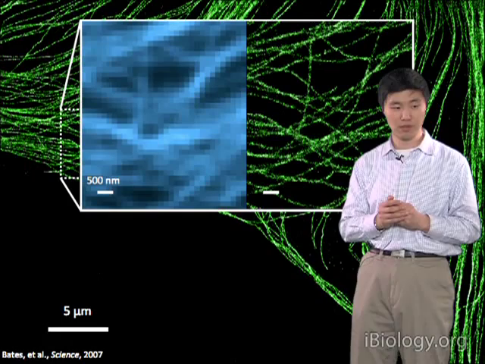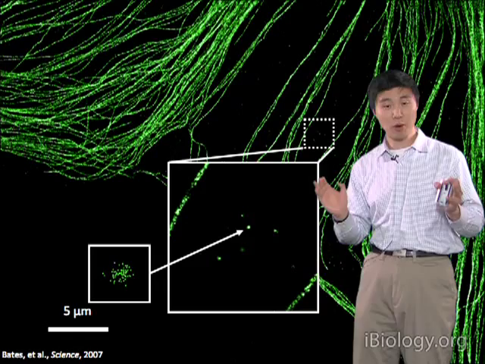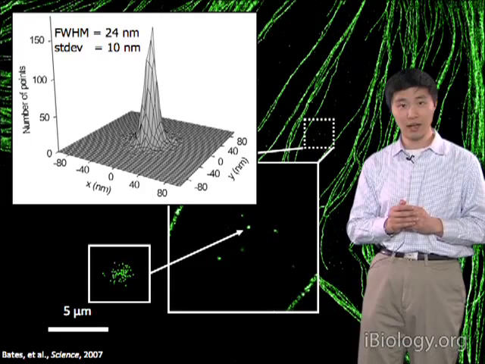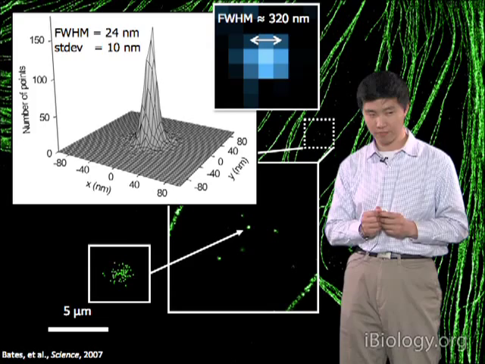And we can also quantify our localization precision in this image by counting these scattered individual clusters, which represent non-specifically bound secondary antibodies. And the dispersion of these points gave a full width half maximum of 24 nanometers, or standard deviation of 10 nanometers. That's more than an order of magnitude improvement over the 320 nanometer full width half maximum of the diffraction limit. So this is basically how we can get a STORM image.